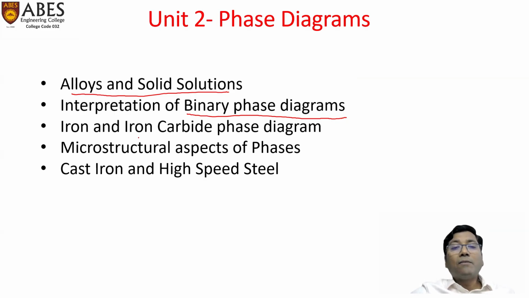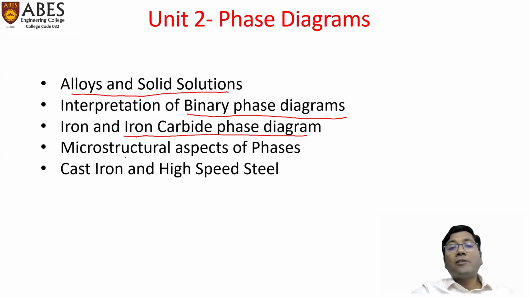In the next topic, the video will be available on iron and iron carbide phase diagram. Why only iron and iron carbide phase diagram is more important from our point of view as material engineers or material scientists, and what are the salient features of the iron carbide phase diagram? What are the phases available? What is the microstructure available in the iron carbide system? That we'll get to see.